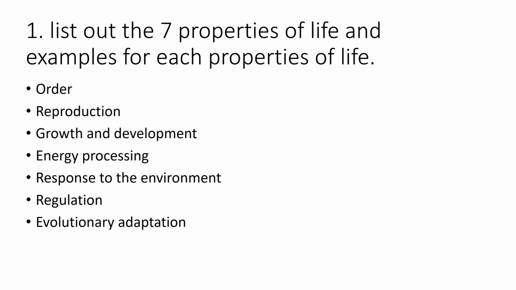You need to remember all the 7 properties of life. There's order, reproduction, growth and development, energy processing, response to the environment, regulation, and evolutionary adaptation. So if there is anything that does not meet this requirement, then it is not a living organism. For example, a table cannot reproduce to make another table. They don't grow and become bigger, and they don't process energy. That's why a table is not a living organism.